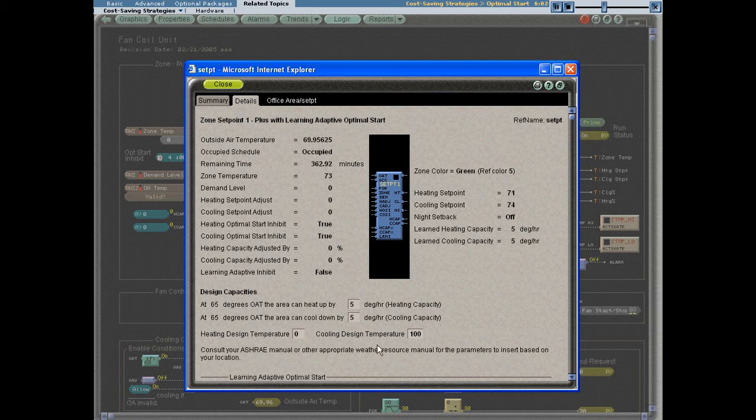Finally, we have design temperatures, and these are entered by the engineer, same person who did the job, and they're going to get that from ASHRAE. And this is, of course, going to differ by geographic location. But those variables, design temperatures, capacities, outside air, and zone temperature, are going to be used by this microblock. And behind the scenes, it's going to start calculating, hey, what do I need to do to make sure I'm within occupied set points when they arrive?